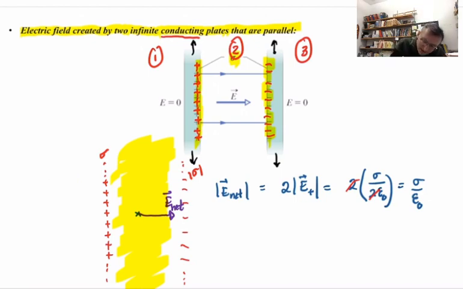So now I'm asking about the net electric field at a point, say, over here, to the left of both of them. First, draw the electric field E plus from the positive sheet. Okay? Did you try it? Did you draw it that way? Perpendicularly away from the positive sheet.